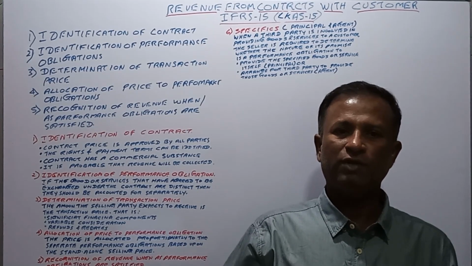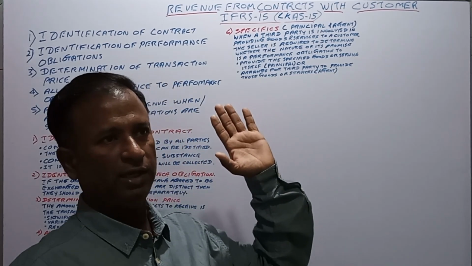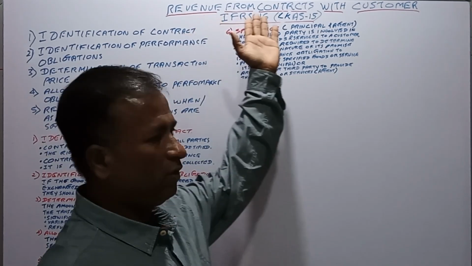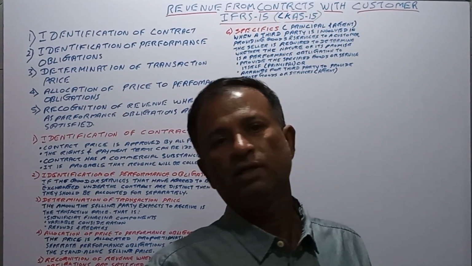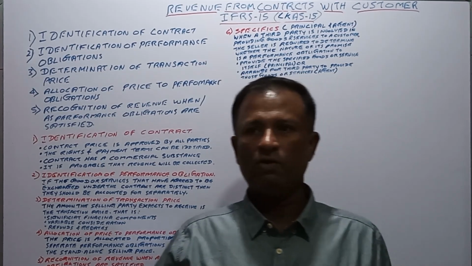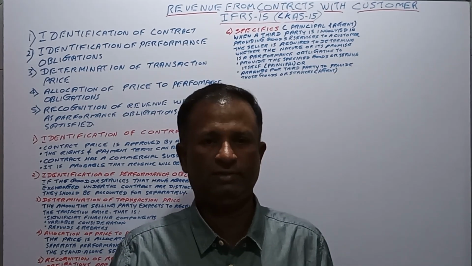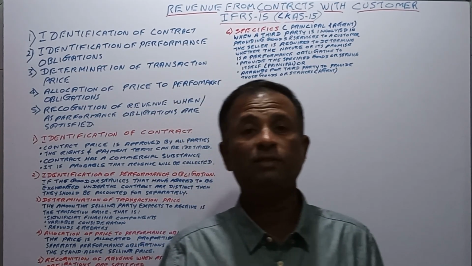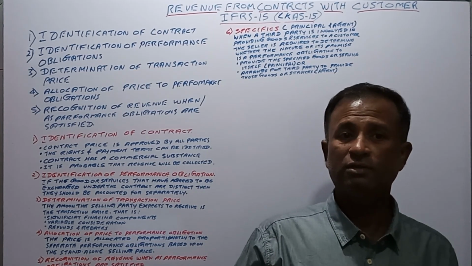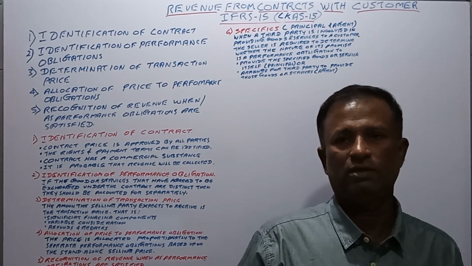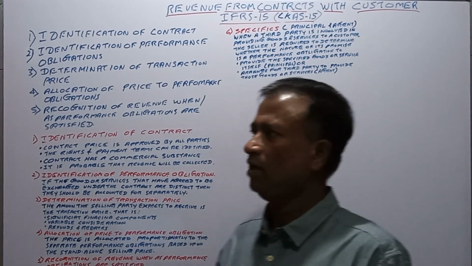In today's session, we are going to discuss IFRS 15, that is LKS 15, revenue from contracts with the customers. Here we are going to see how we can recognize the asset, the price and revenue from the contract or sale, how to recognize the income. That is what we have mentioned here.